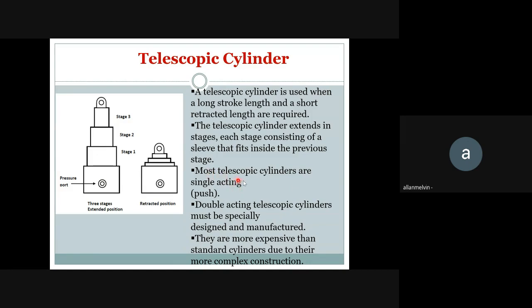Okay, so most telescopic cylinders are single acting. Normally it can be single acting, so it just extends. But it is also available as a double acting one, because we can also utilize it by supplying at the other end. A double acting telescopic cylinder must be specially designed and manufactured. So it's not always available in the market and you need to specially design it for your application.